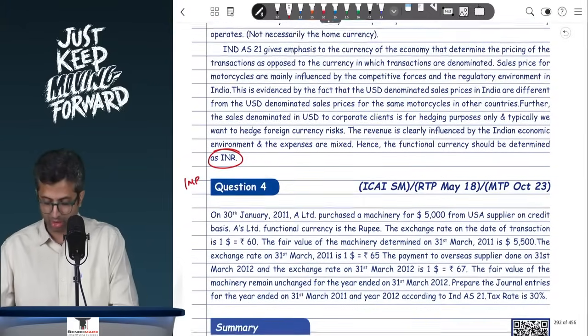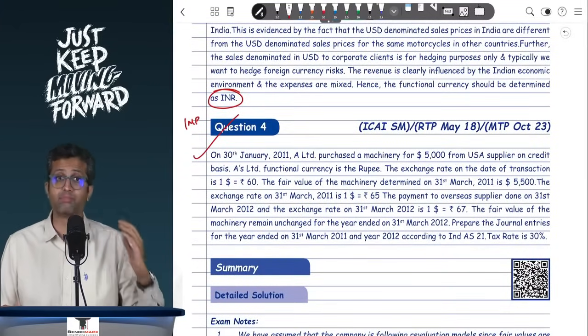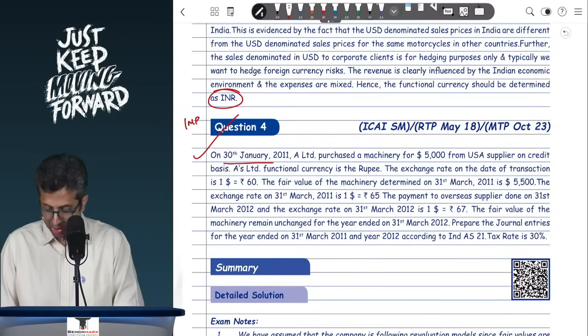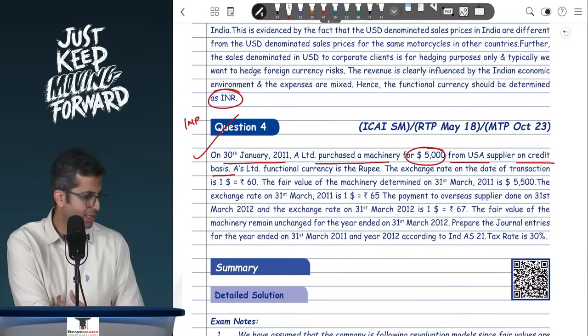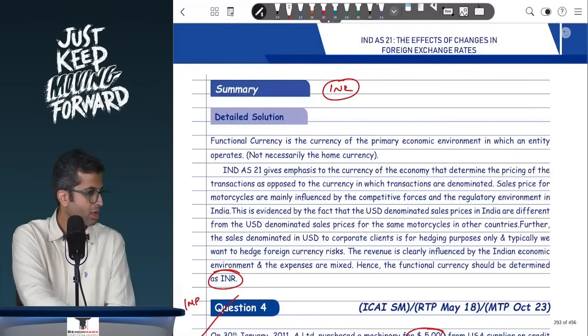Now, what is very important now is question number 4. This is one of the Institute's top favorite questions and has come multiple times in your exam. So let us review this once. On 30th January 11, A Limited purchased a machinery for $5,000 from a US supplier on a credit basis. So this is on credit, and hence you will pass the entry: purchases account or machinery account debit to payables.